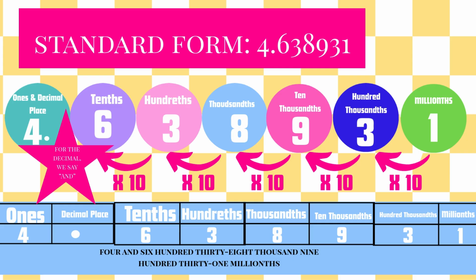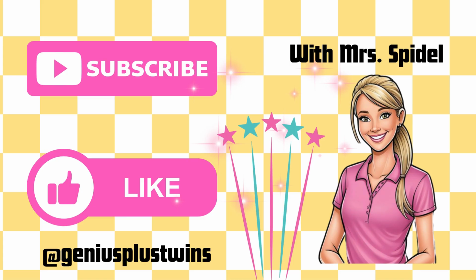Remember this key point. Each place to the left in the place value chart is 10 times greater than the place to its right. This relationship holds true whether we're working with whole numbers or decimal places. That's all for now. Understanding place value with decimals to the millionths place helps us work with very precise numbers and measurements.